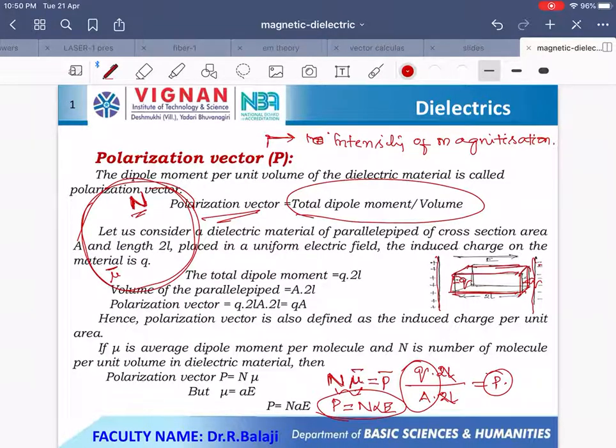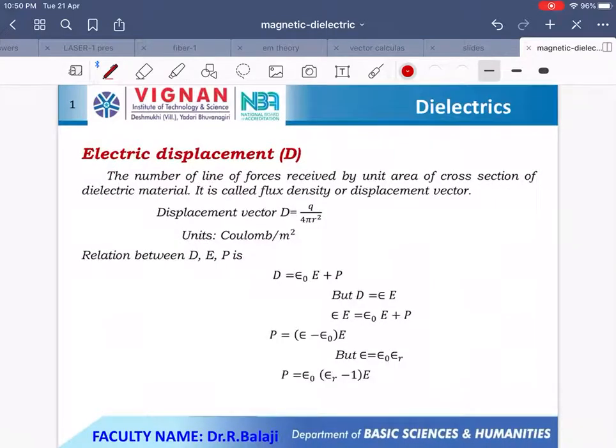So what is the relation between the polarizability, electric field intensity and P? P is equal to N alpha E, where N is the number of dipoles per unit volume, alpha is polarizability, E is electric field intensity, and P is the polarization vector. Now, electric displacement is represented with the letter capital D: the number of lines of force received by unit area of cross section of dielectric material.